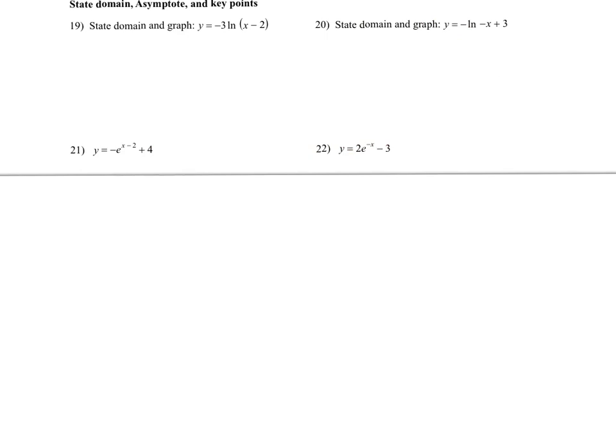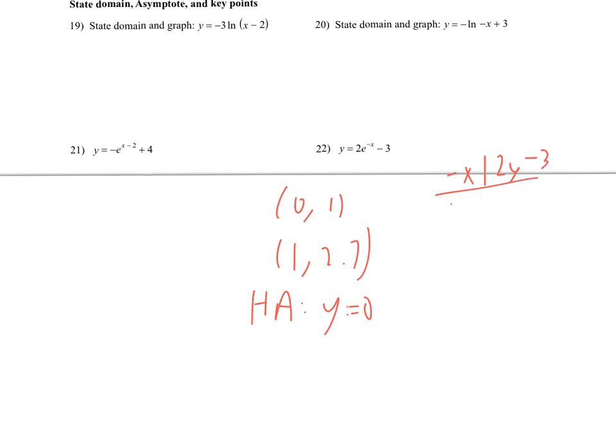All right, here we're switching to exponential. So I'm going to switch around my key points here. So I got 0, 1, 1, base, and my base here is e, so I'll use 2.7. And then for these, we're going to have a horizontal asymptote at y equals 0 since we are exponential. My transformations here, I have a -x, and then I have a 2y minus 3.